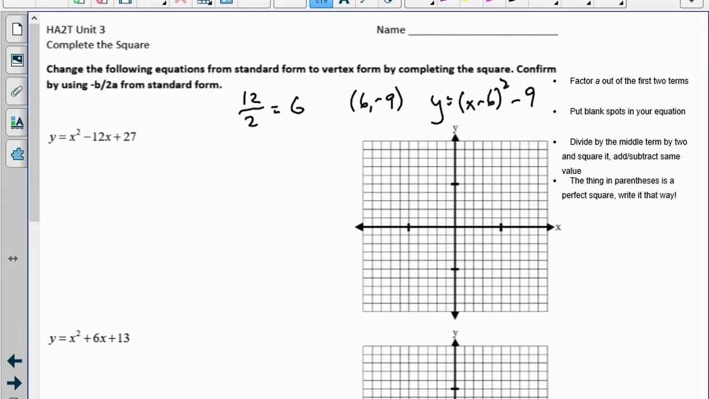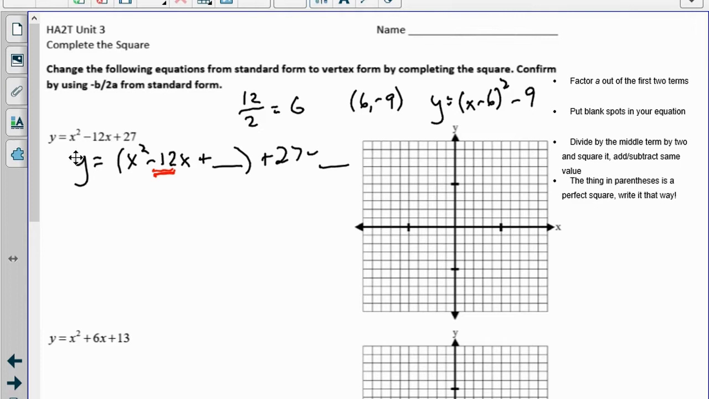My first step is to factor a out of the first two terms. There is no a here, so I don't have to worry about that. What I'm going to do now is put blank spots in my equation: x squared minus 12x plus blank plus 27 minus blank. I'm going to subtract the same thing that I add. I'm going to take this negative 12 and divide it by 2. Negative 12 divided by 2 is negative 6, and that's going to go inside the parentheses that we showed earlier. And I'm going to square that. Negative 6 squared is 36.